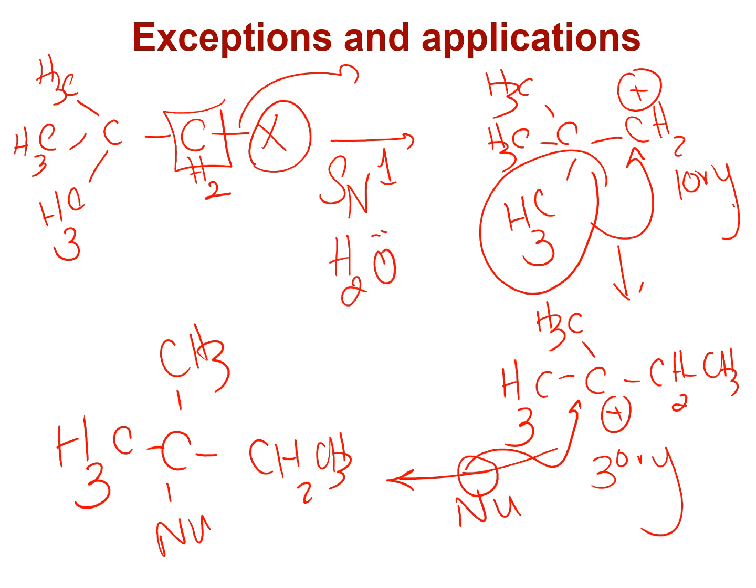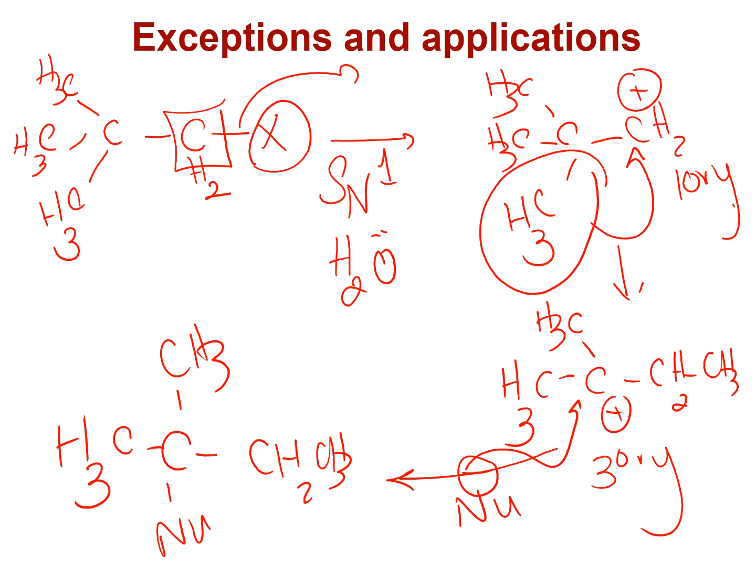So these are the three major exceptions in which we have a primary alkyl halide and still the mechanism will be an SN1. What are these exceptions? They are the neopentyl compounds or the neo-alkyl halides. They are the allyl halides and the benzyl halides. These three exceptions will react through an SN1 mechanism, even though the alkyl halide is a primary alkyl halide.